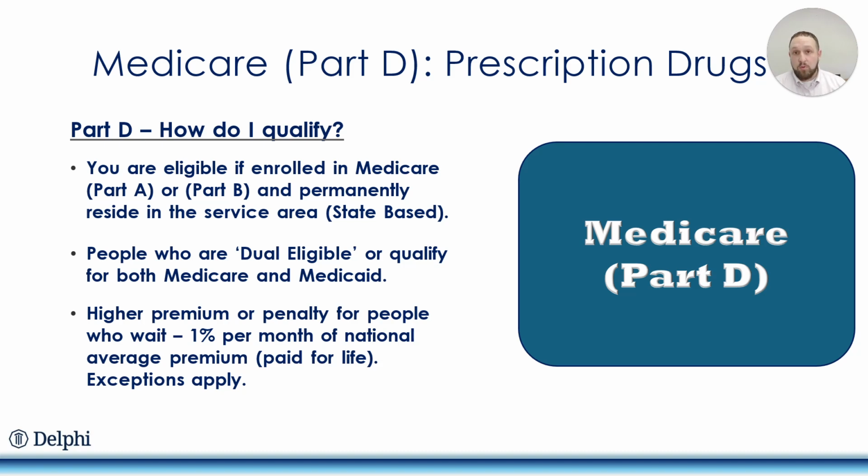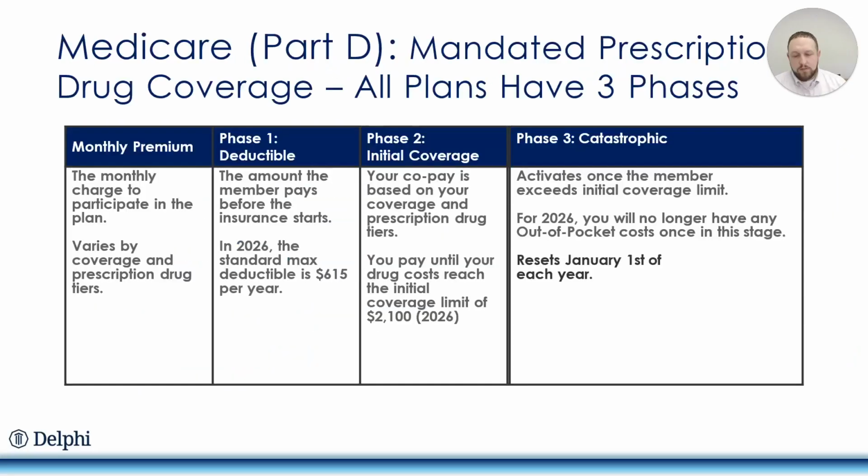Let's say that you go 12 months without the prescription drug coverage, they're going to assess a 12% penalty. And by the way, that penalty is permanent. So it's very important that you have the prescription drug coverage as part of your overall Medicare plan. Otherwise, you could be penalized. Let's talk about the three phases. This is the mandatory structure that Medicare puts out, and all prescription drug carriers have to abide by this.